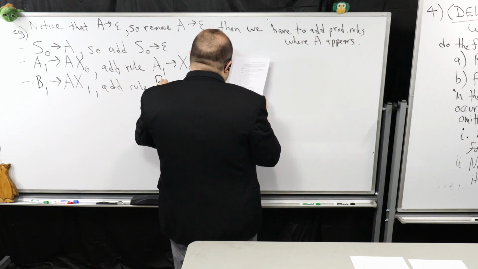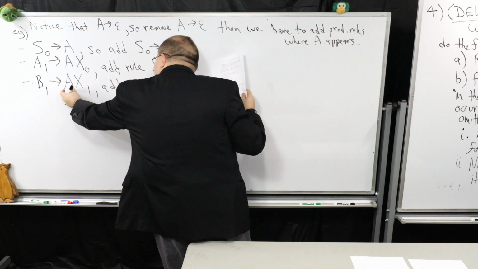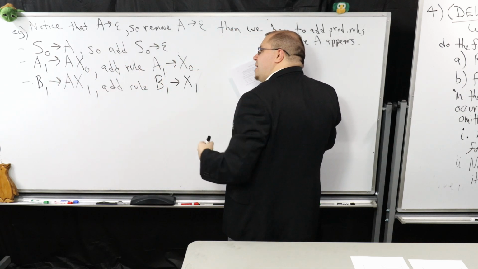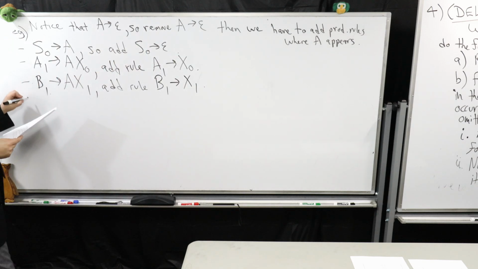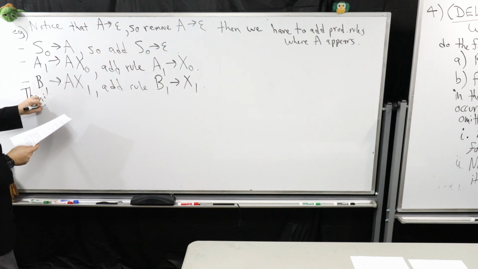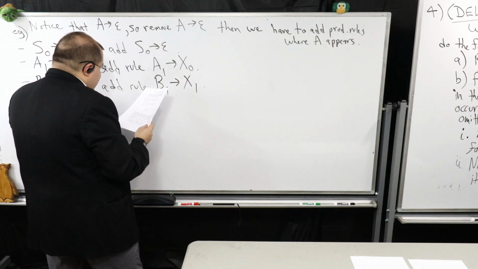So what I need to do is add in B1, X1, because remember, I just imagine I take away the A. And then here we go. So now I had all of them. Then I'm going to write out everything I've got here with this change.